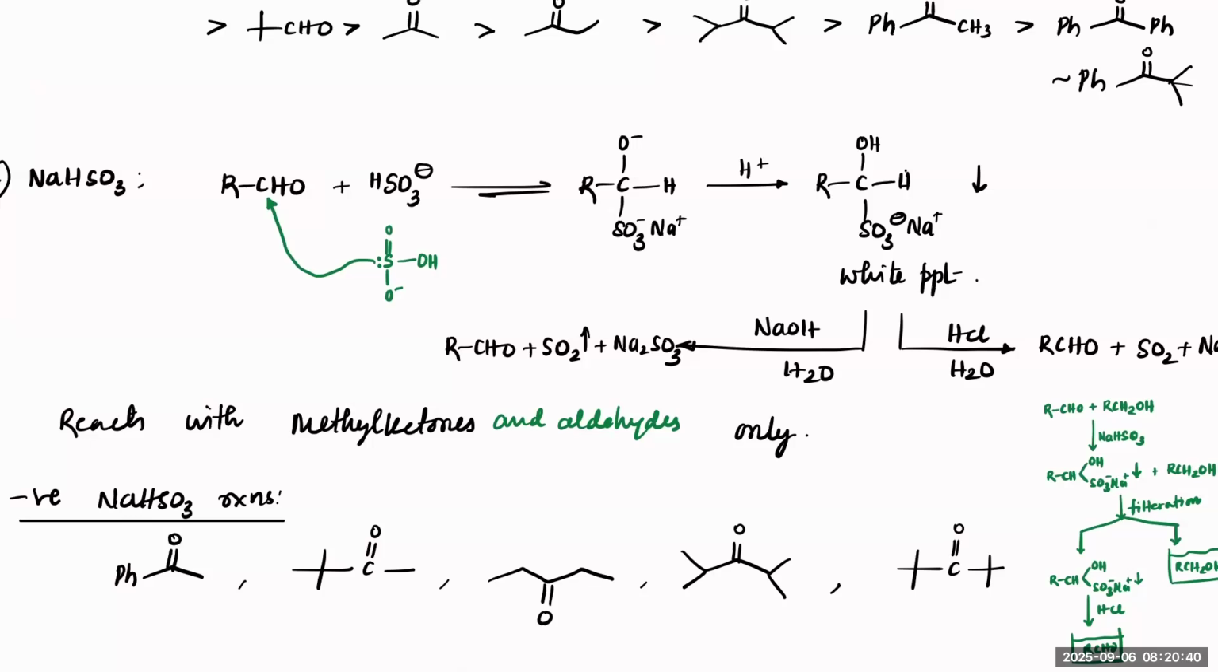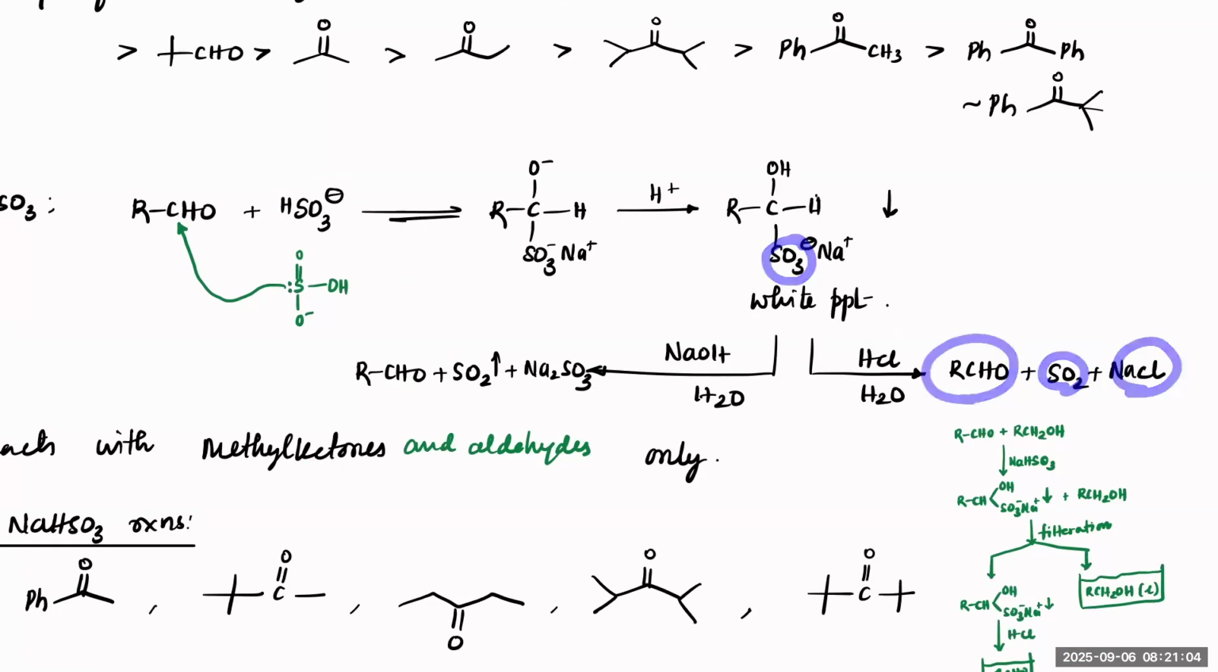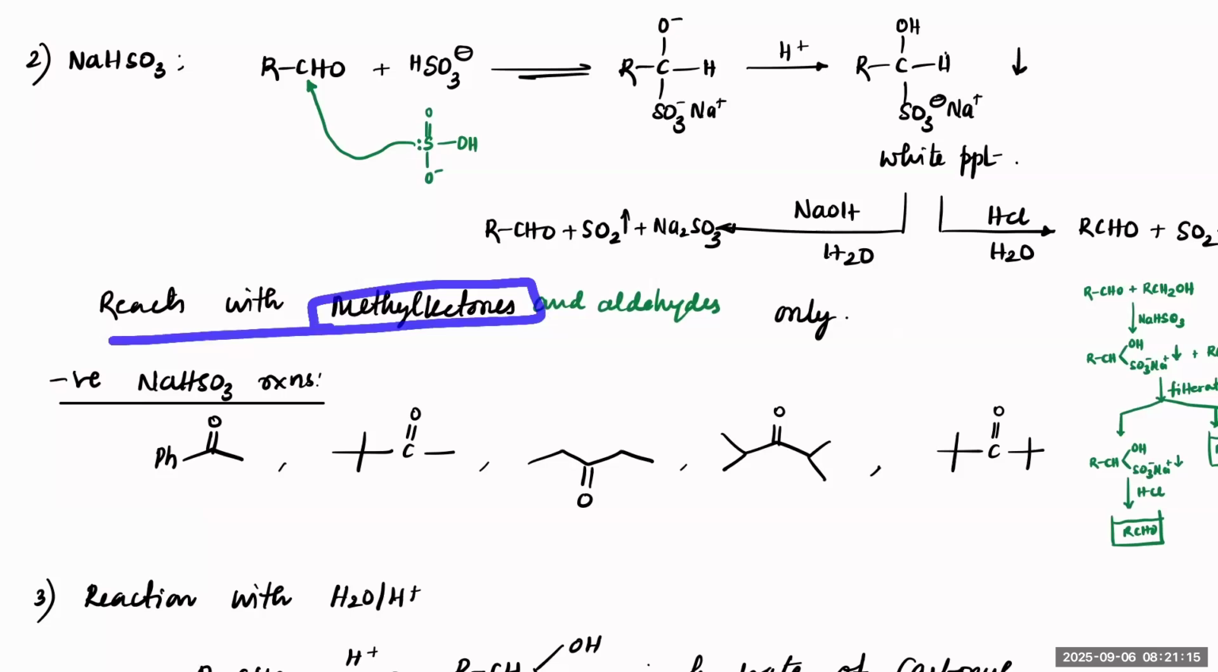Now this white precipitate, if you add it to NaOH, again gets dissolved. That means SO3 will get separated as SO2 here. Na2SO3 will be separated and the aldehyde will form. Or even when you add it in acidic medium, this SO2 will come away and NaCl will form and RCHO will be present. So what happened? This got dissolved in both basic medium as well as acidic medium. Got it? Now you notice this. It reacts with every methyl ketone and aldehydes only. Methyl ketones is an important phrase here.